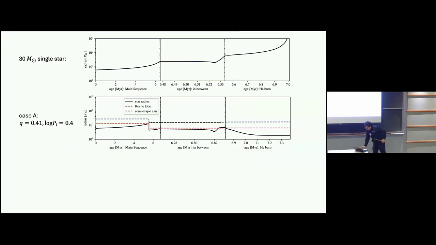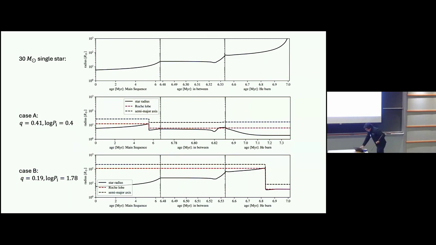So let's say for binary A, which I call case A here, you can see that the Roche lobe is here and it's filling. You do this mass transfer, and basically this follows the radius evolution. For binary B, which I call case B, it's something like here. So you actually start mass transfer after the main sequence, during the helium burning phase.